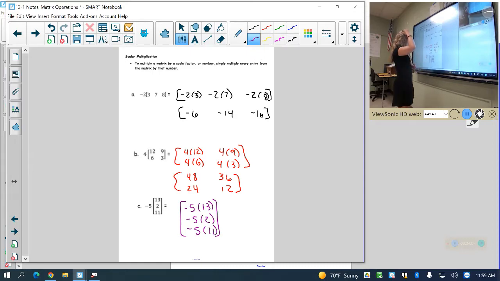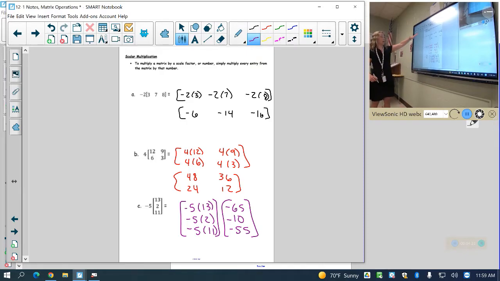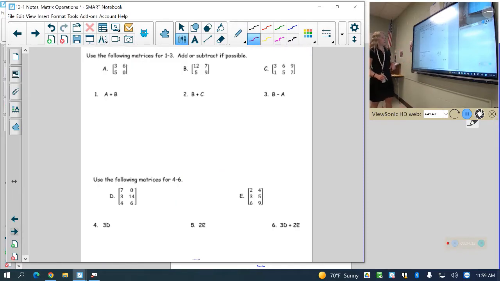Negative 5 times 13 is negative 65. And then I have negative 5 times 2 is negative 10. Negative 5 times 11 is negative 55. So that's multiplying by a scalar, or a factor, or just a number.